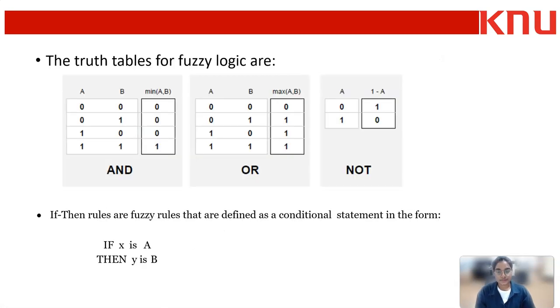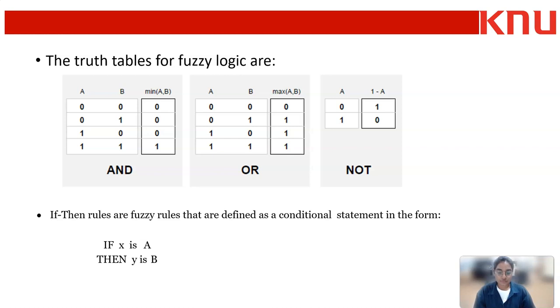The truth tables for fuzzy logic are as follows. Instead of crisp A or B, A and B, the fuzzy logics are usually represented as: for AND, a minimum of A and B; for OR, a maximum of A and B; while for NOT it is a subtraction from maximum.